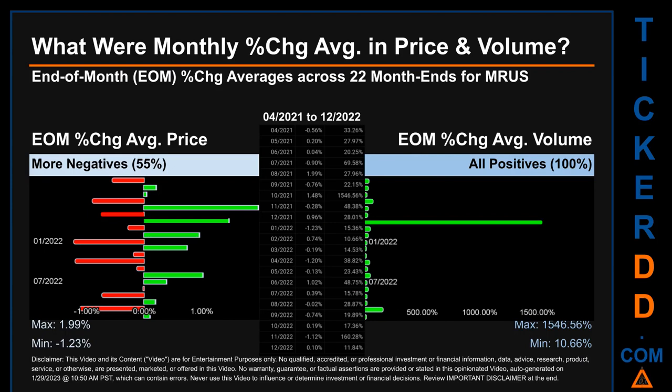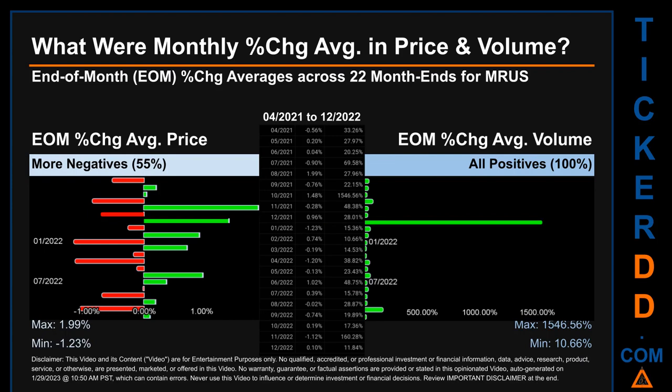What were end-of-month percentage change averages in price and volume for MRUS? The monthly average of percentage change, in price and in volume, were calculated for each of the 22 month ends. That calculation took daily percentage changes and averaged them for each given month. If a month end came out negative, then it means that the month summarily saw a negative change.